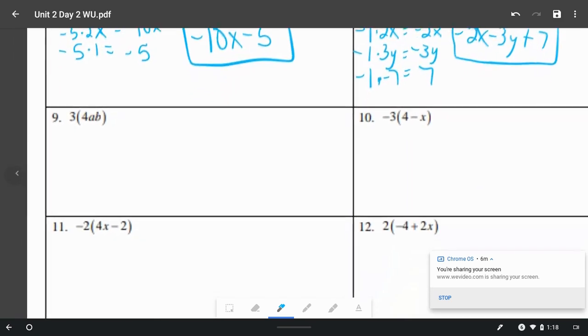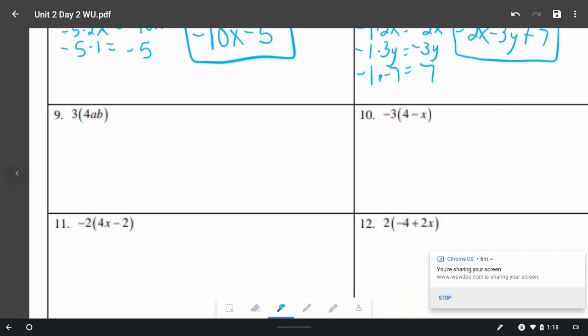All right, 9 and 10. This 3 can multiply by the 4. There's no plus or minus sign, so that means that we're just multiplying this 3 times 4ab. So that'd be an easy one. That'd be just 12ab, like the number on the, I think it was number 6 on the first page.